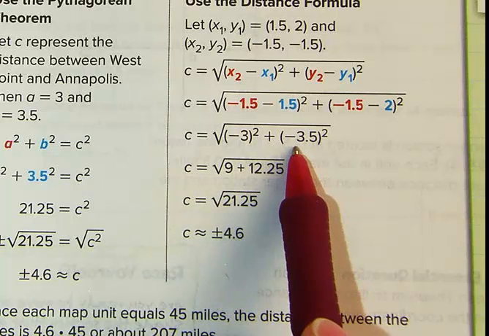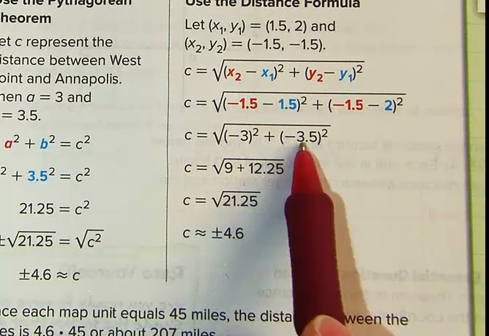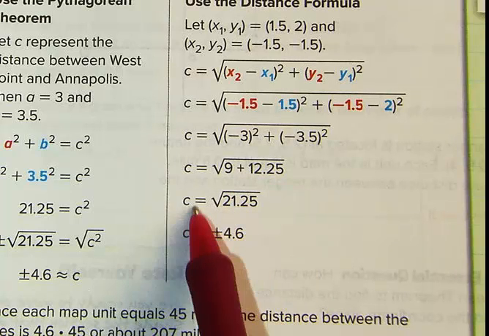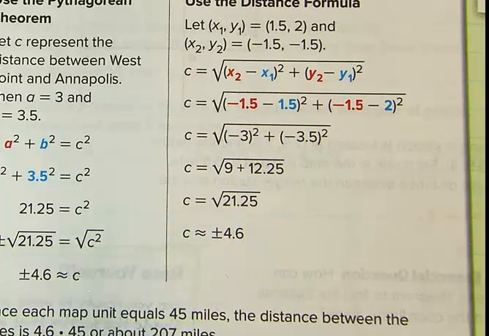Then basically they did 3.5 squared. Negative times a negative is a positive. Squared it, added those, and then the final step, just like with the Pythagorean theorem, is to take that number, square root it, and we'll get the same answer.